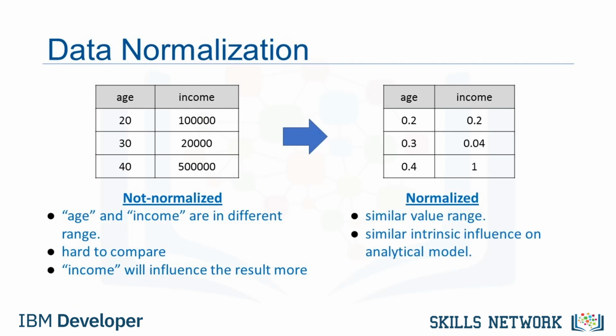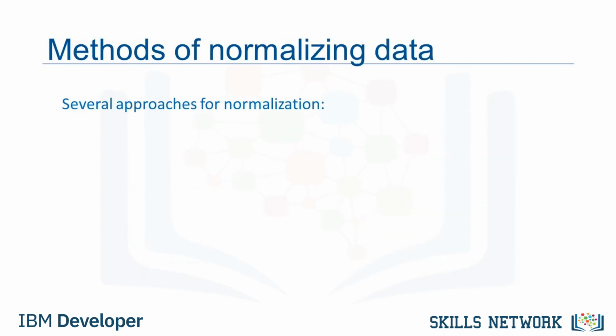To avoid this, we can normalize these two variables into values that range from 0 to 1. Compare the two tables at the right. After normalization, both variables now have a similar influence on the models we will build later. There are several ways to normalize data. I will just outline three techniques.